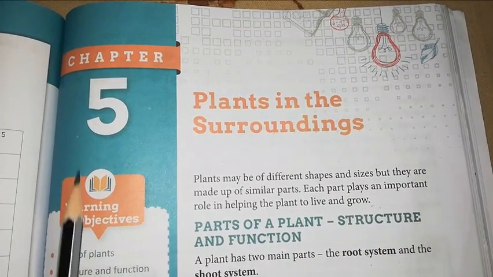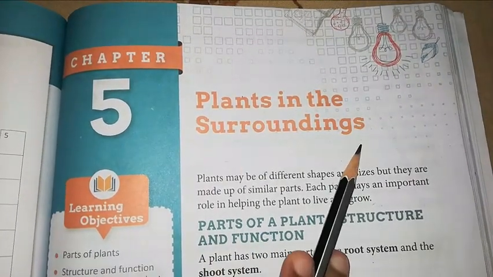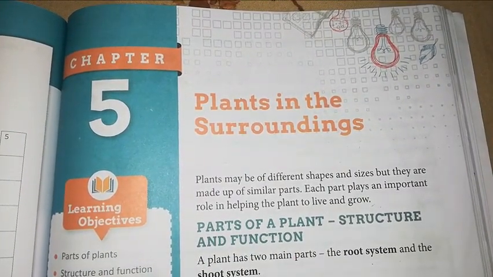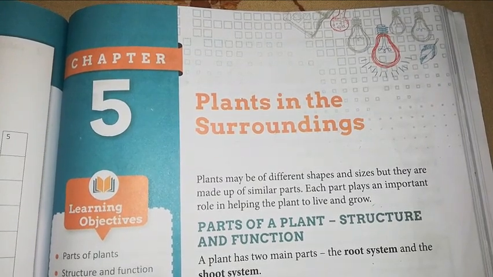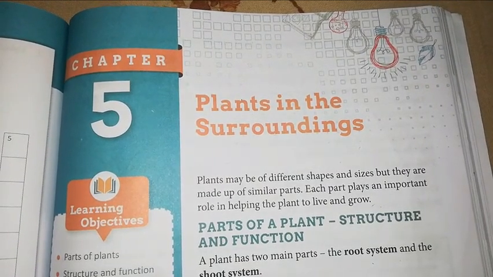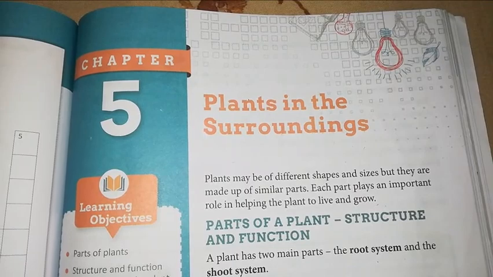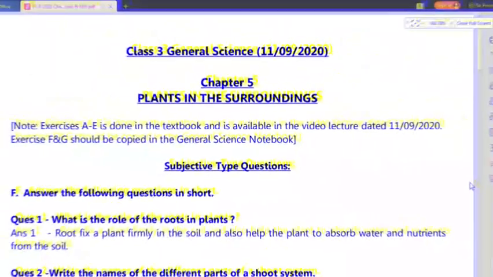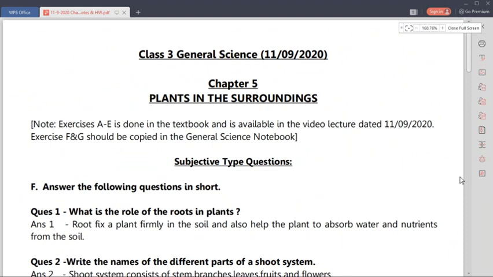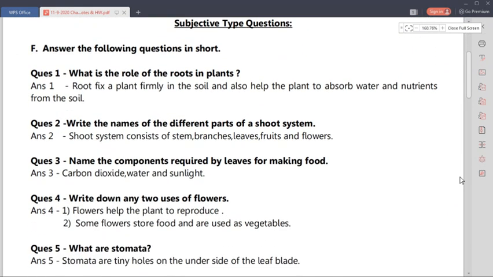Now we will move to chapter 5, plants in the surroundings. From this chapter you should do subjective type question and 2 picture based questions in your classwork copy. Let's look at the subjective type questions first. Answer the following questions in short. First question is, what is the role of the roots in plants? Root fix a plant firmly in the soil and also help the plant to absorb water and nutrients from the soil.